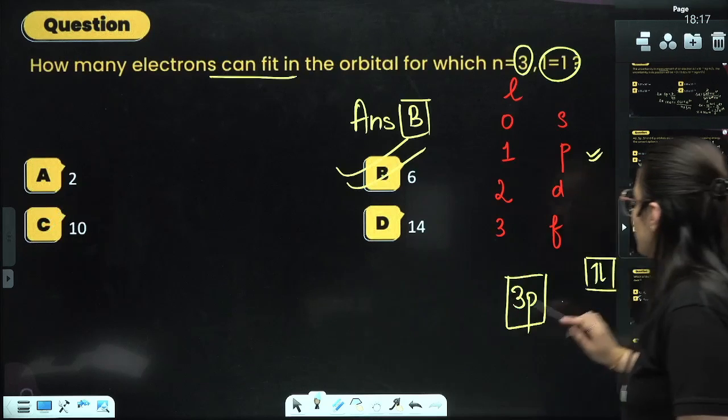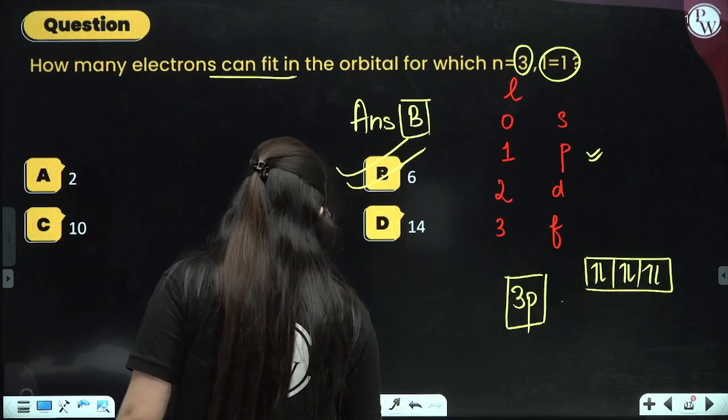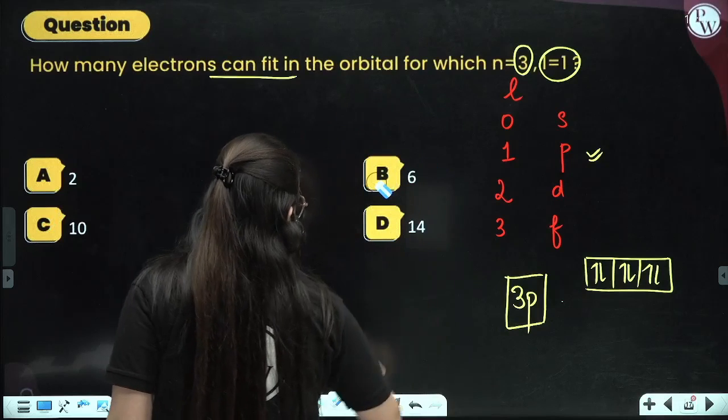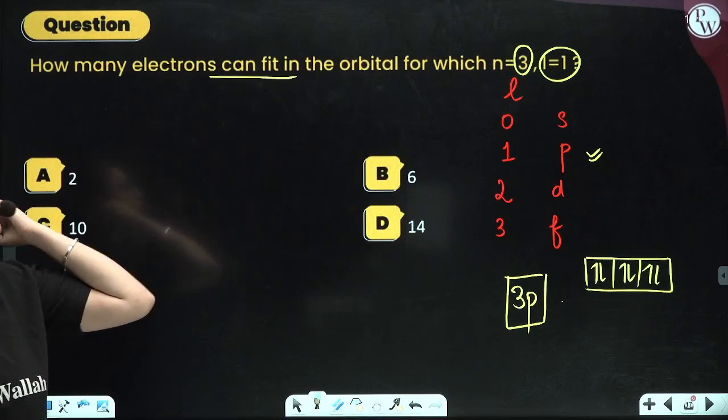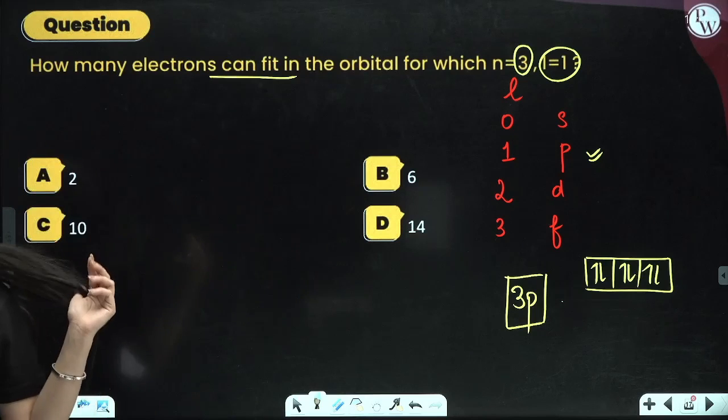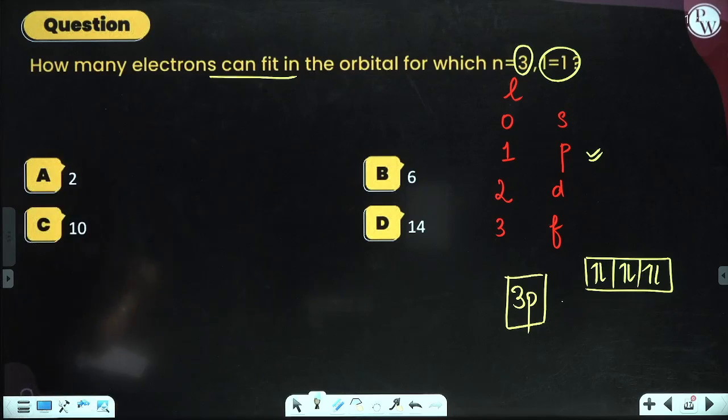One thing students, in this particular question, coming back to this question, the question says how many electrons can fit in the orbital for which n value is this much. They are saying how many electrons can fit into the orbital.